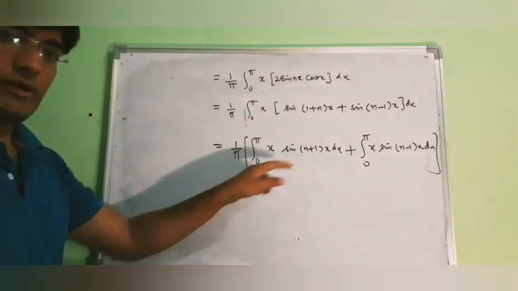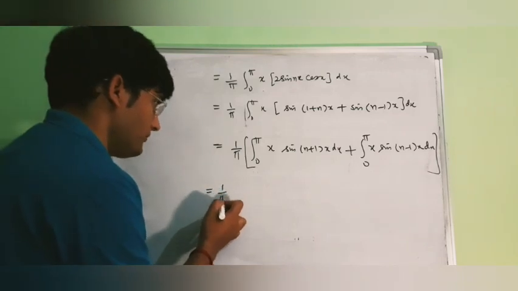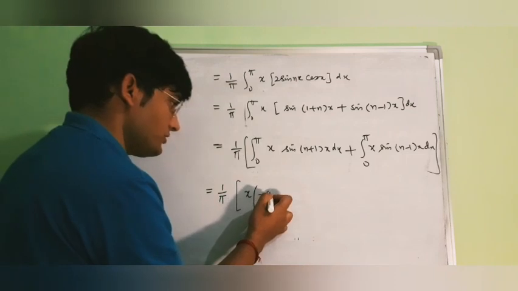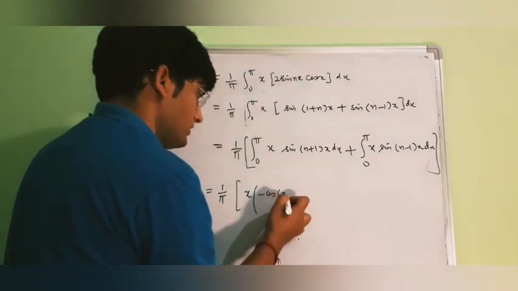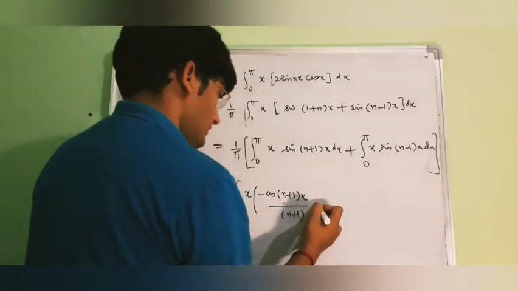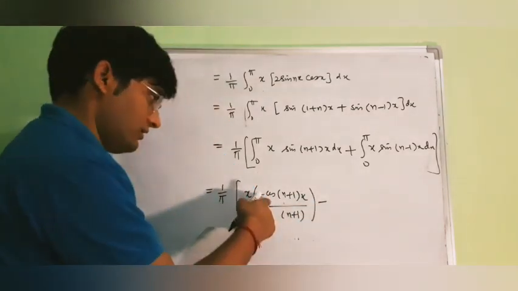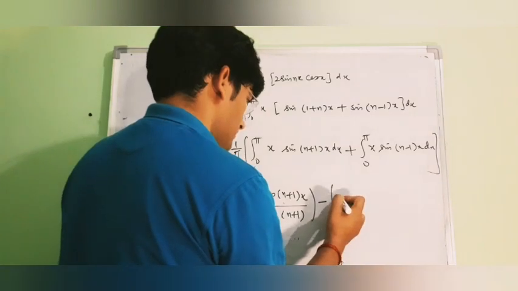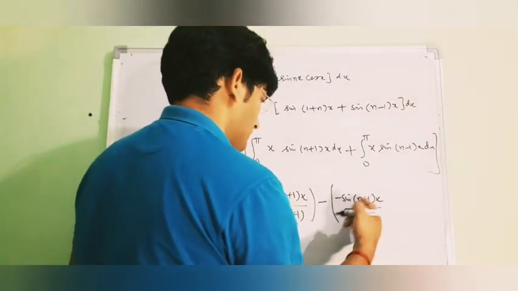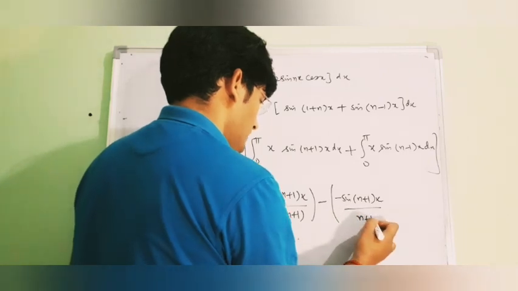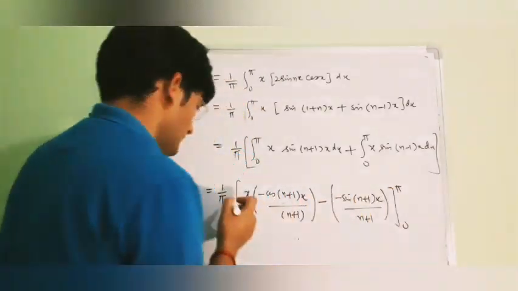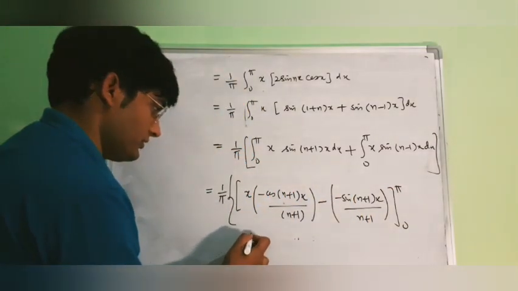Now the integration of x sine nx will be equal to x times the integration of sine, which is minus cos nx upon n, plus 1 upon n times the integration of cos, which will be sine nx upon n, with limits from 0 to pi. Let us have the curly braces.